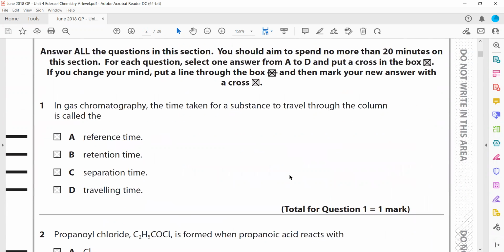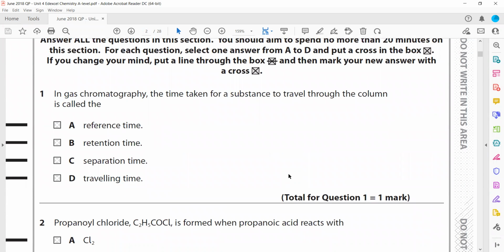Question 1: in gas chromatography, the time taken for a substance to travel through a column, what do we call that? That is the retention time. This is the definition of retention time: how much time the sample will take to move through the column. This refers to retention time.